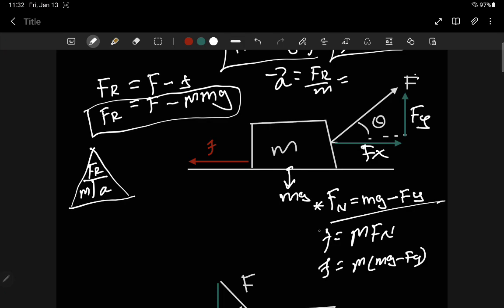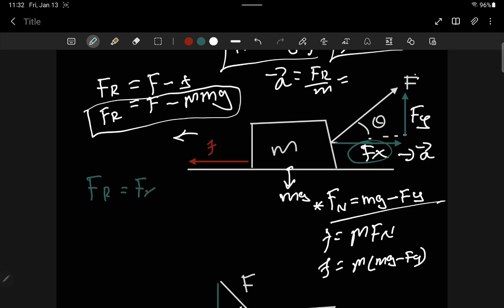Now the second thing to calculate is the net force, the resultant force. Fx tends to move the mass in this direction. This is the direction of the acceleration, but the friction is resisting this way. How do we get the resultant force? The resultant force Fr is equal to the x component of this force, Fx, minus the resisting force of friction.